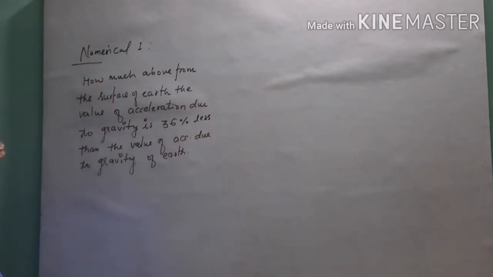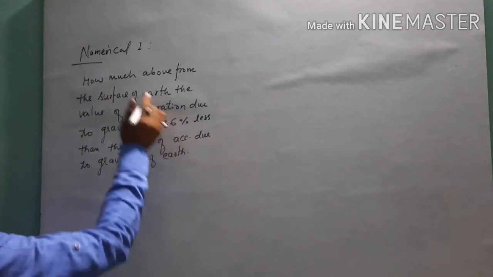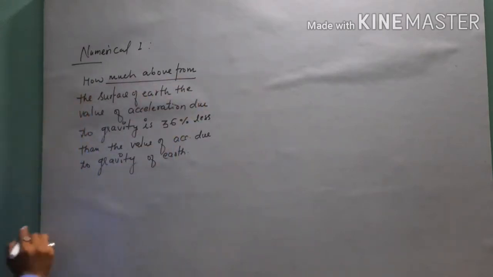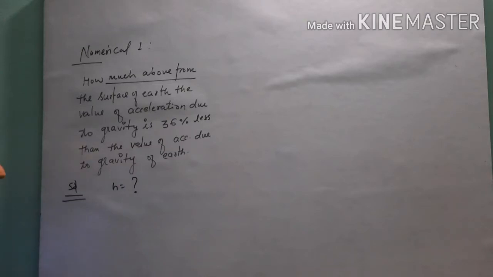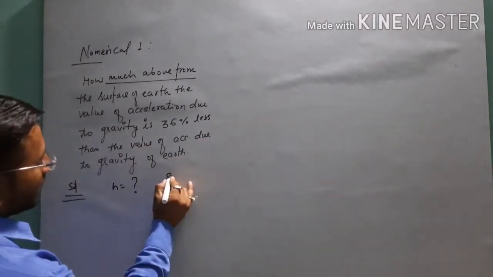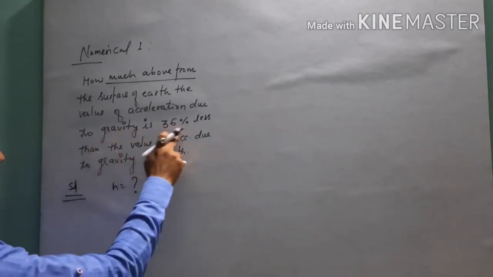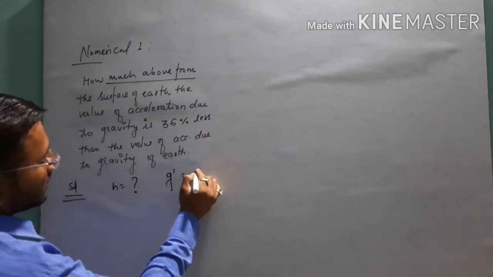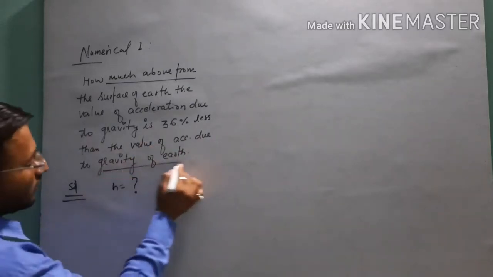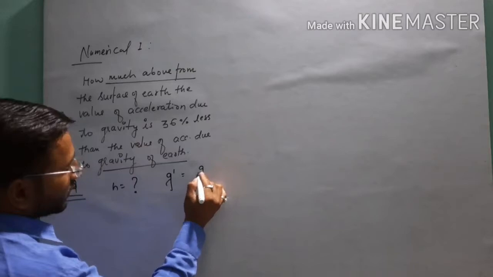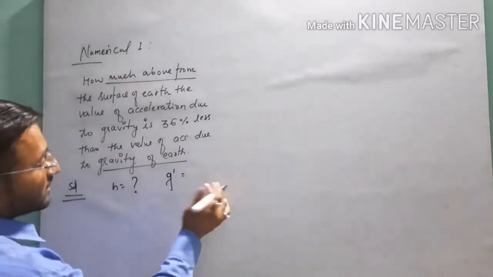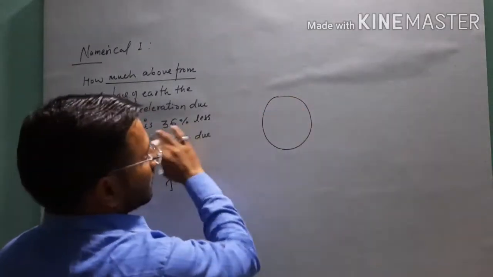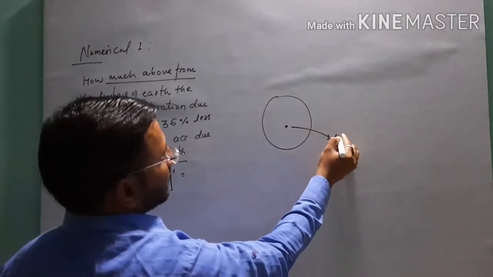We have given 36% less than the value of acceleration due to gravity of earth. We want to find here how much height. So in the solution we want to know about the height, means altitude from the surface of earth, h, and we have given the value of g dash is 36% less than the value of gravity of earth. So here I consider the value of gravity of earth is g, and it is 100%. See here, if we talk about this numerical, here the value of g is 100%.